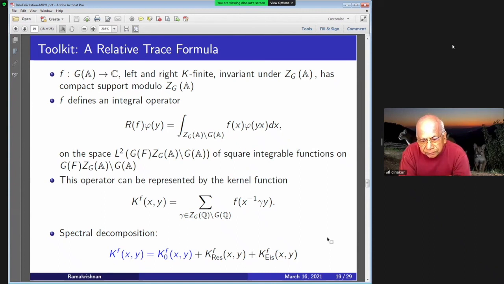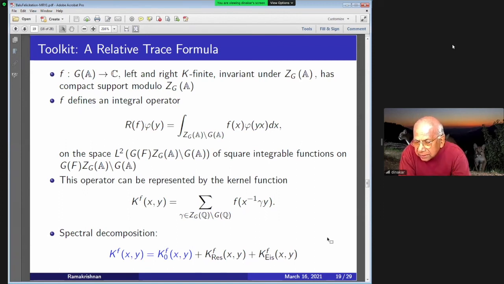So Jacquet's idea, the relative trace formula, was not to integrate over the diagonal, but instead to take some subgroups H1 and H2 of G and then integrate over H1 cross H2 instead of the diagonal subgroup. That's what the relative trace formula is.